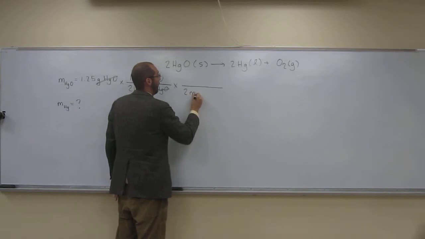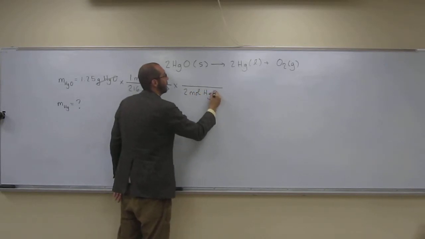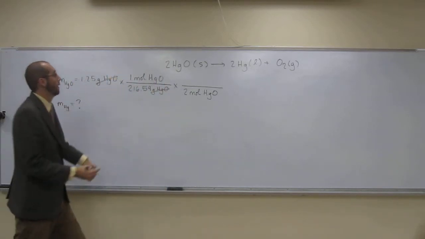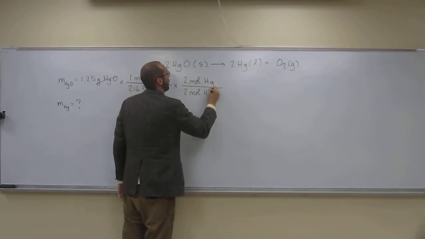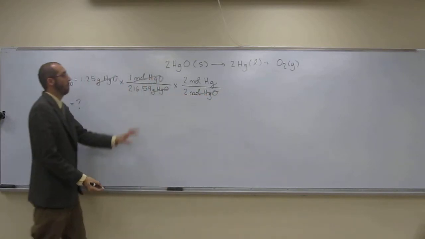Two moles. Of what? Mercury oxide. Mercury II oxide. Yeah. Okay, and at the top? Two moles of mercury. Very good. Okay, so let's cancel and see where we're at now. We're at moles of mercury.